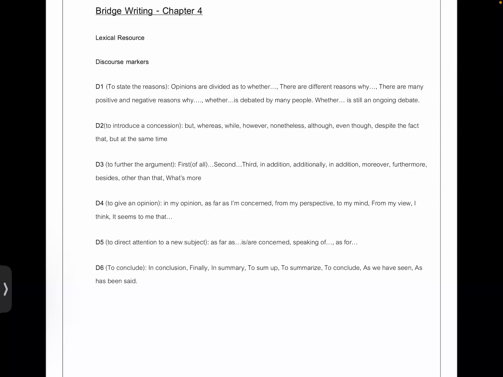Next, D5. So D5 is to direct attention to a new subject. For example, as far as blah is concerned, speaking of blah blah. So you have a topic sentence, and in your topic sentence, you want to talk about benefits from different perspectives, environmental benefit, political benefit, and perhaps economic benefit. So when you're done talking about environmental benefit, you want to move on to the economic benefit. You can say, as far as economy is concerned.